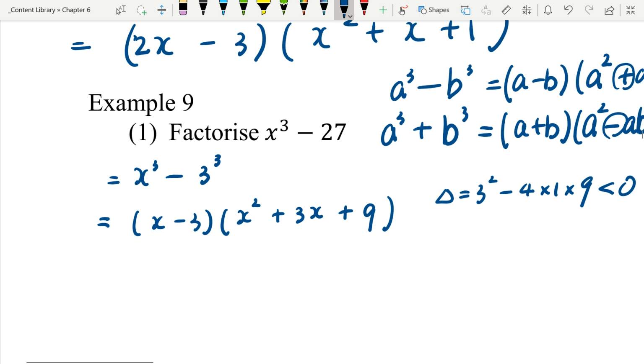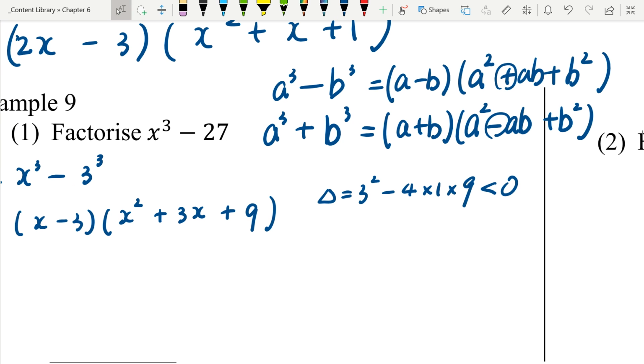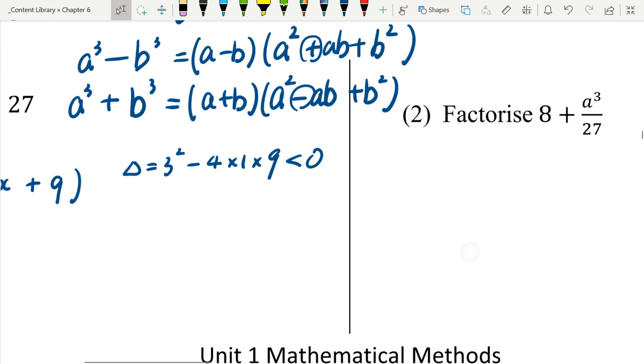Okay. Tell us something good. When you use this formula, the quadratic won't be able to factorize anytime. If you try to factorize this way, this quadratic cannot be factorized. If you use this formula, the a cubed minus b cubed and a cubed plus b cubed, the quadratic you have in the second bracket won't be able to factorize in any situation. So that's it. That's how you factorize it.